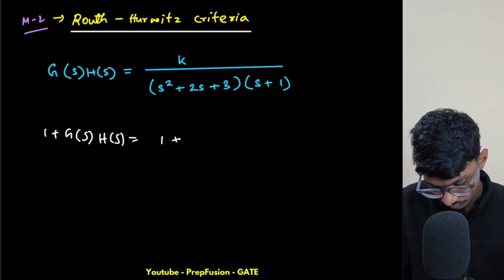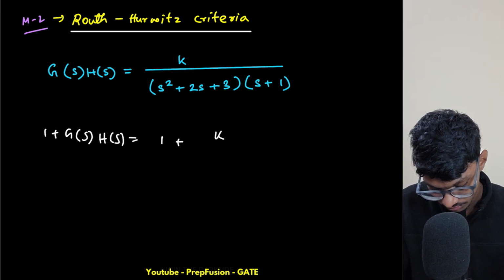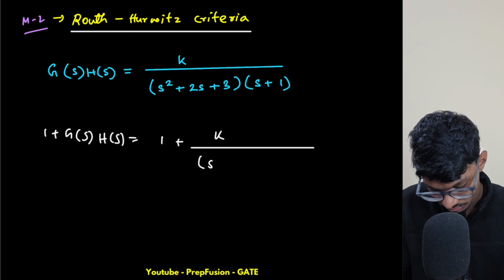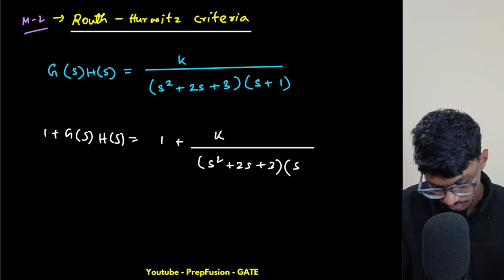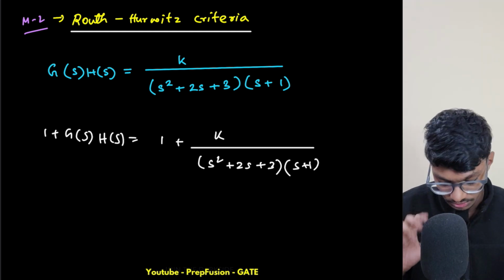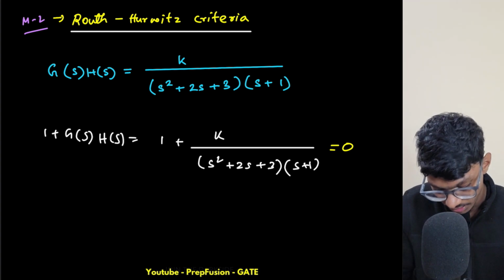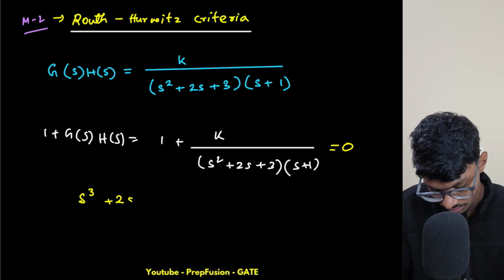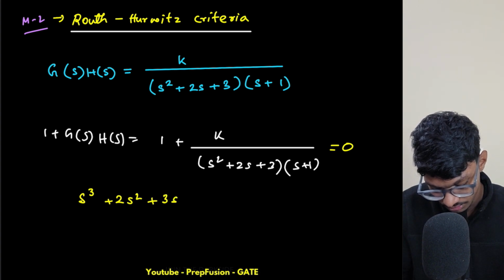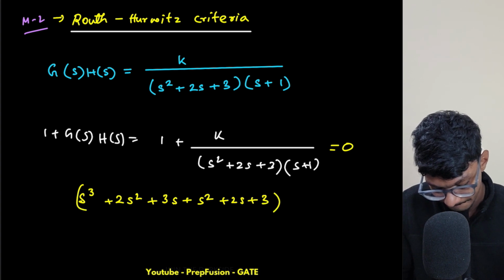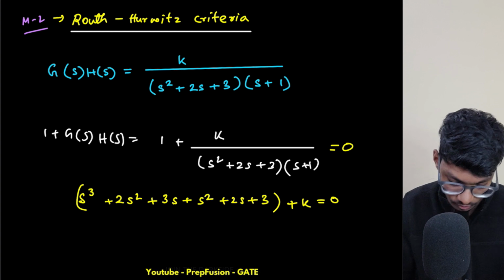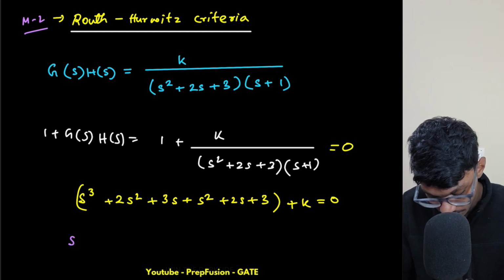Simplify: 1 plus g of h of s equals k divided by s square plus 2s into s plus 1. Okay, this is 1 plus g of s, so this should be equal to 0. So my equation becomes s cube plus 2s square plus 3s plus s square plus 2s plus 3 plus k. Okay, so now let me rewrite everything.